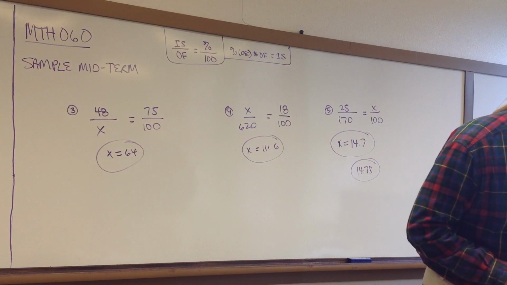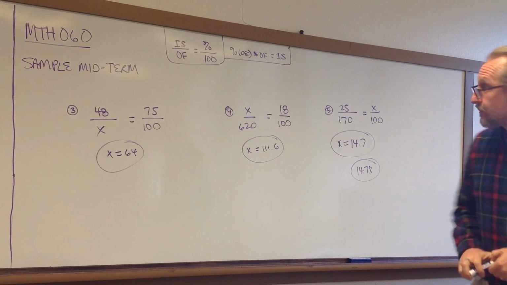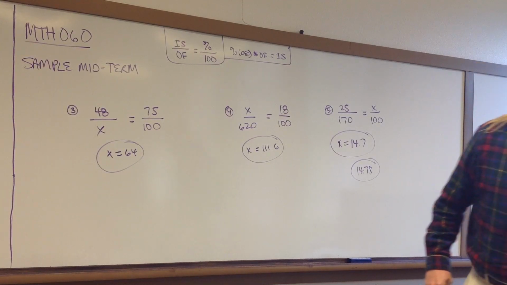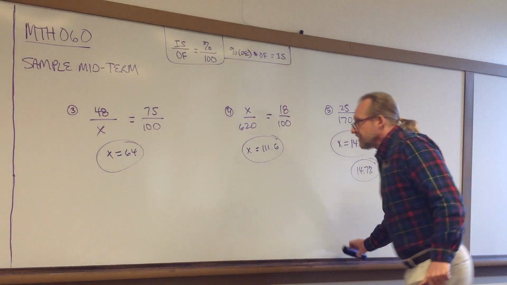All right. Let's see here. That was problem 5. Problem 6. What is 40% of 75?